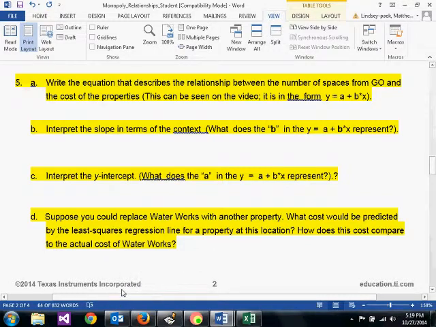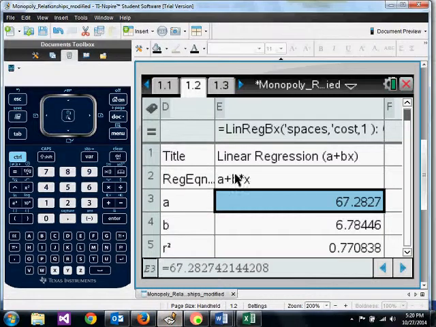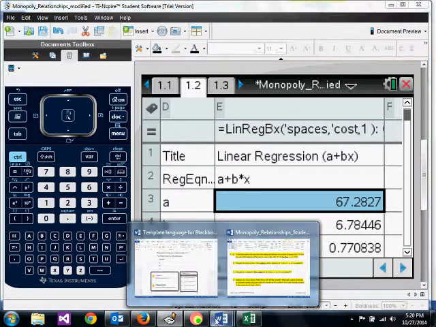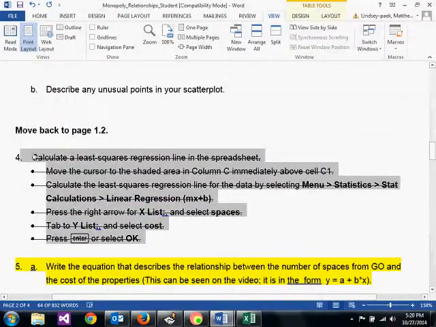Here we are in Unit 1, Activity 7, Question 5. Part A asks us to find the equation. The equation was given to us once we went through the steps in Part 4. You'll notice that it gives us a bunch of bulleted steps.